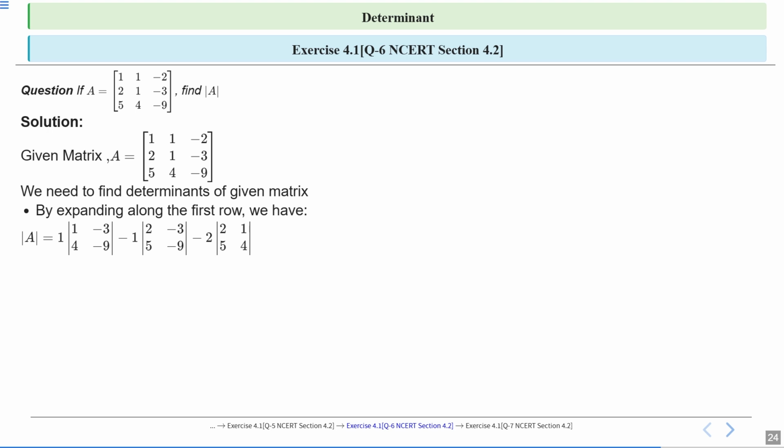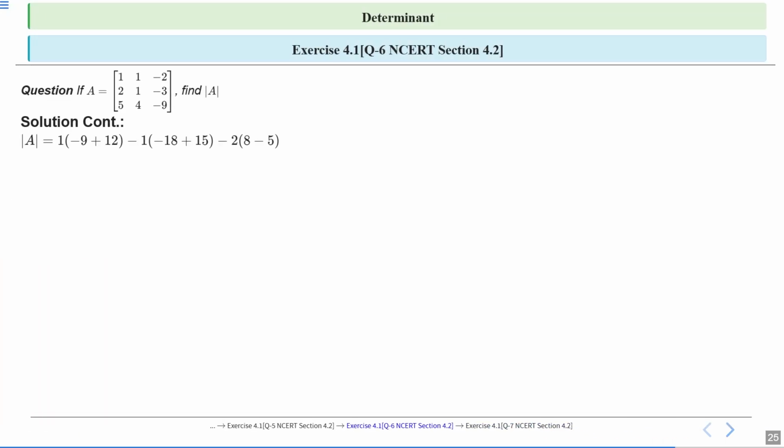For the second element, with the minus sign, we get the matrix [2 -3; 5 -9] by cancelling the first row and second column. Okay. For -2, which is present in the first row and third column, just cancel it. We get the matrix [2 1; 5 4]. So calculate the determinant of all these three 2 cross 2 matrices and multiply with that element.